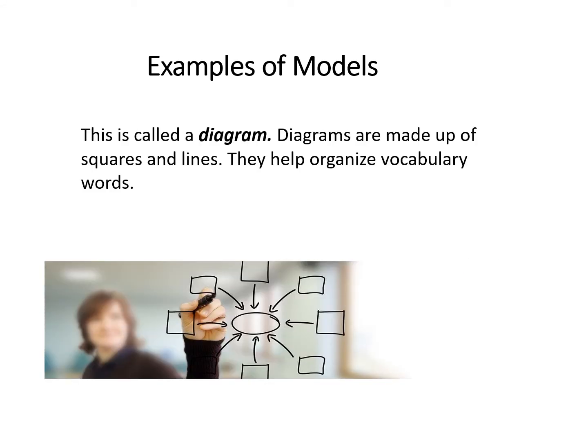This is called a diagram. Diagrams are made up of squares and lines, and they help organize vocabulary words. So, for example, I would put the word right here. I would write investigate, and anything that has to do with the word investigate, I would write observe, I would write hearing. I could hear and I could gain information from that. I could use my five senses. So any word that is related to investigate. So this helps me organize the vocabulary words.